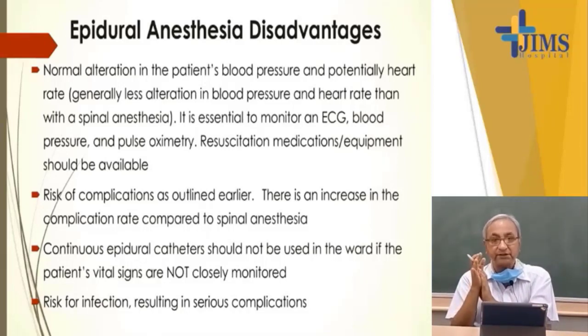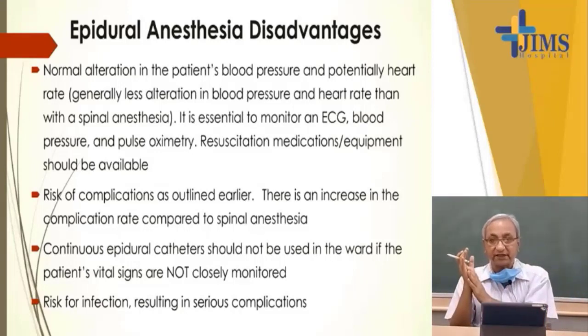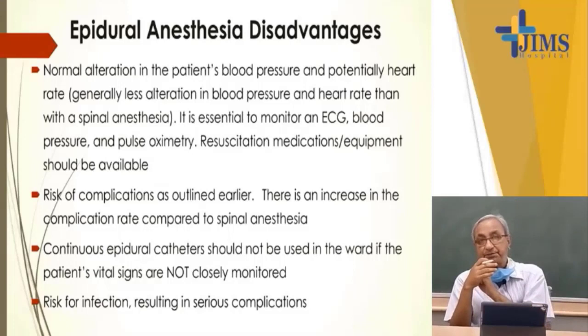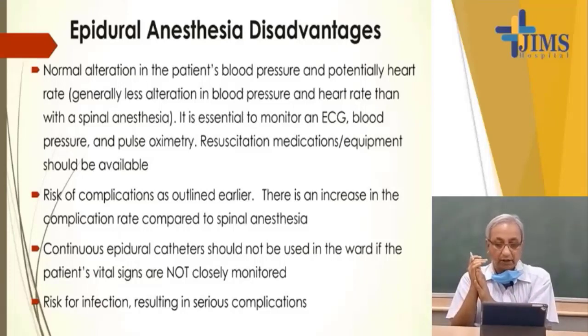But the negative point is there can be many more complications with epidural anesthesia in untrained hands, as we had discussed before, total spinal being the worst case, or a postdural puncture headache. If we use an epidural catheter, it should usually be removed before the patient is sent to the ward, unless the patient is sent to the ICU where the patient gets attention throughout. And with epidural, as we had discussed earlier, there is a greater chance of infection.